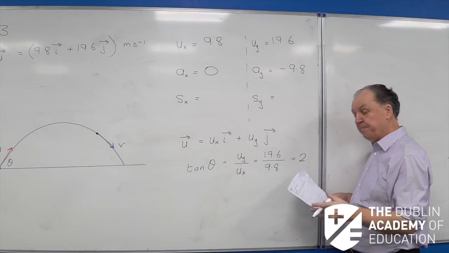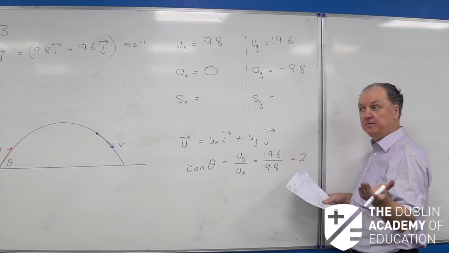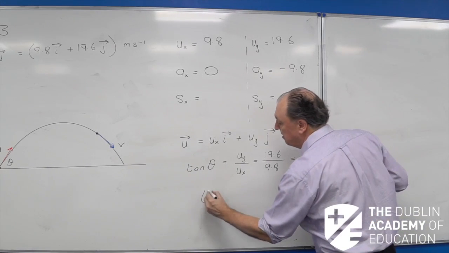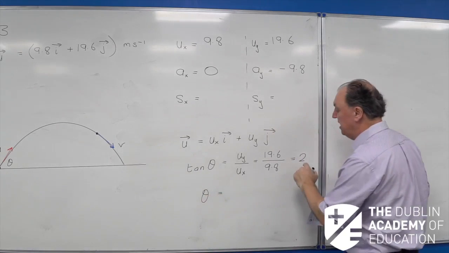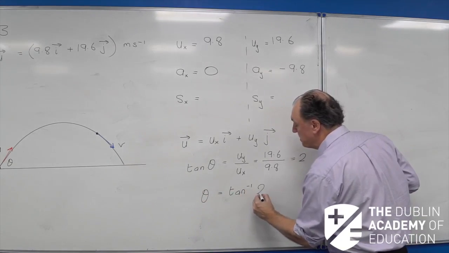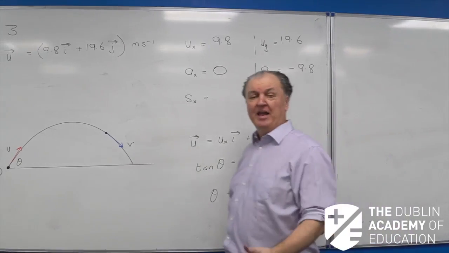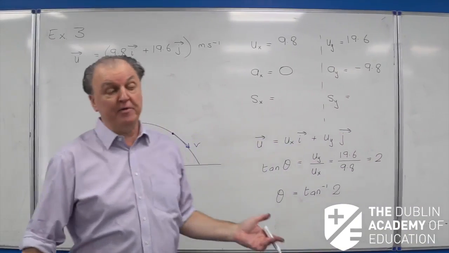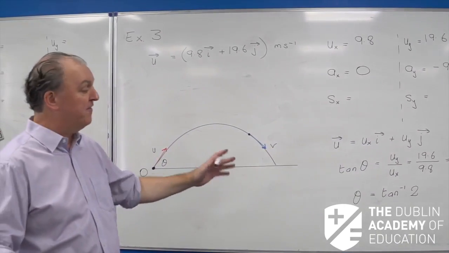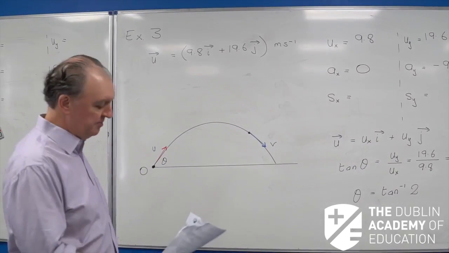So what are they asking? They're asking me to find the angle theta. They're not asking me to find tan theta. So theta is the inverse tan of 2. Now that's quite elegant to leave it like that. You can work it out if you want to. Put that into your calculator and work it out to 1 decimal place. But it's fine like that. I like to leave it like that.